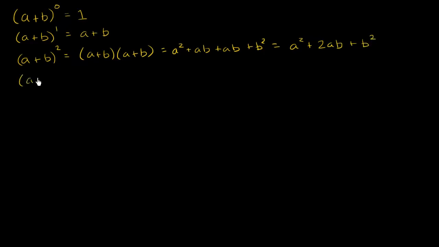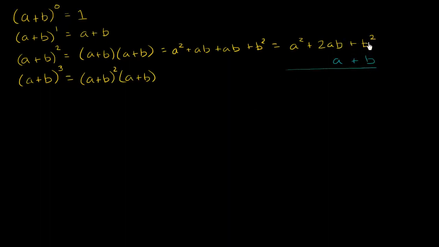What is a plus b to the third power going to be equal to? And I encourage you to pause this video and try to figure that out on your own. Well, we know that a plus b to the third power is just a plus b to the second power times another a plus b. So let's just multiply this times a plus b to figure out what it is. So I'm just going to multiply it this way.